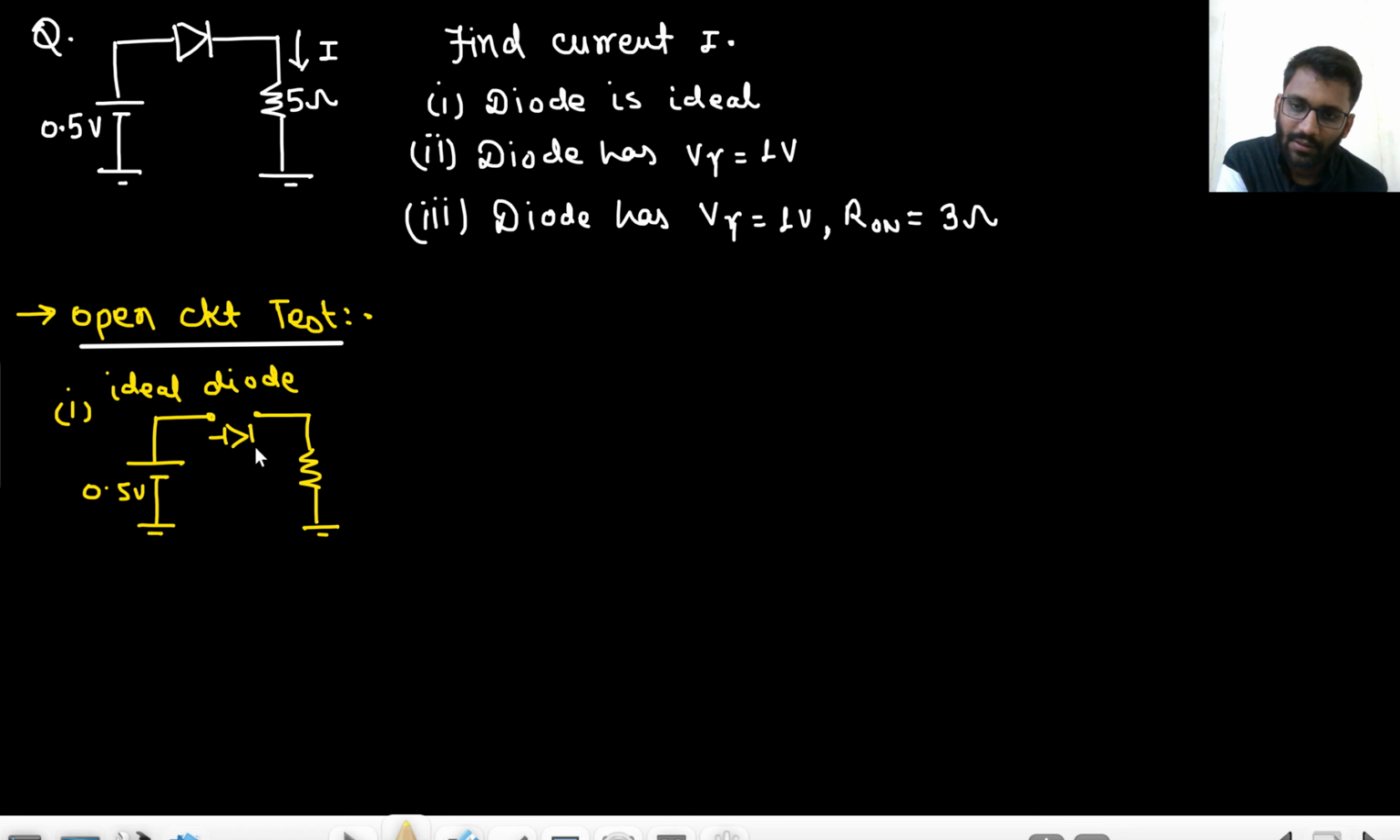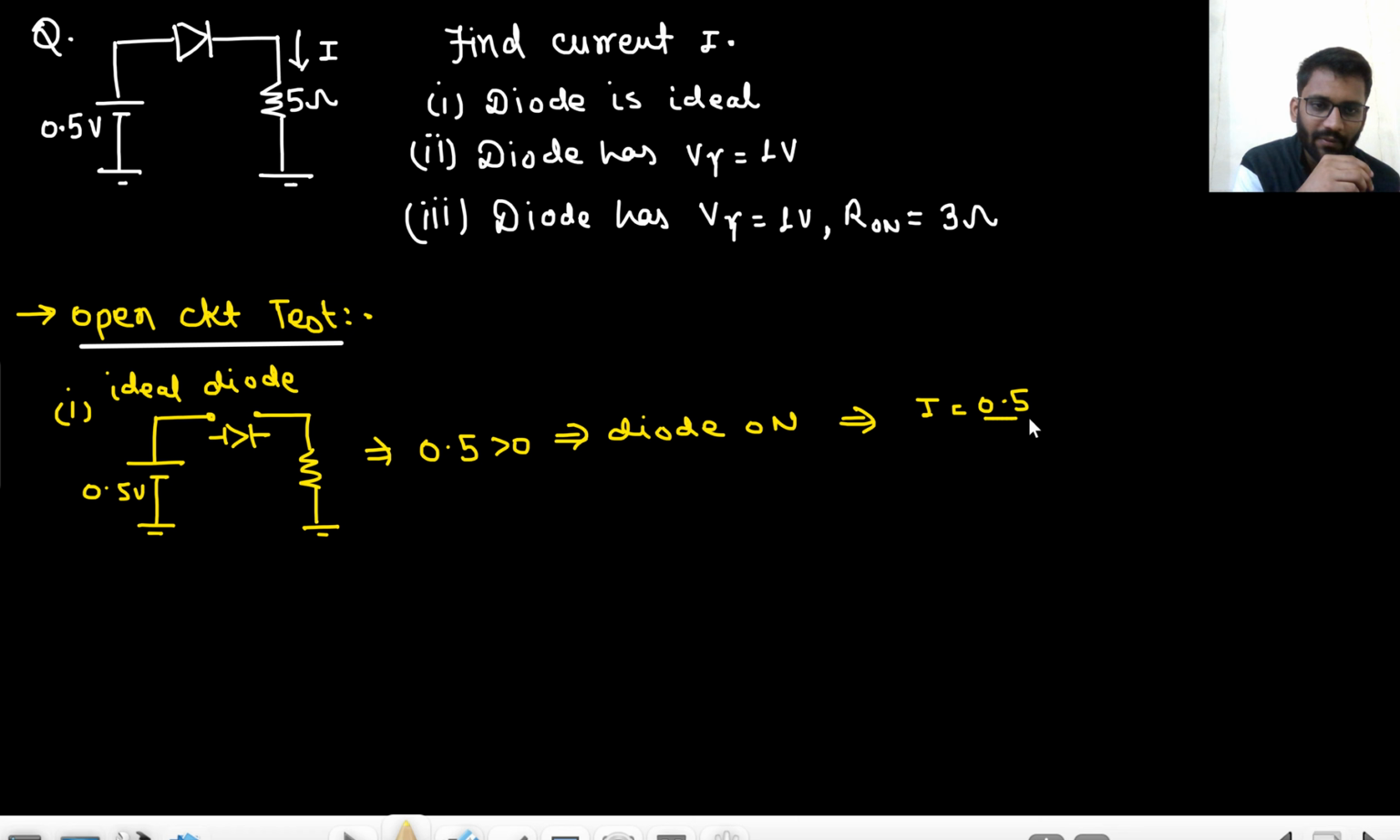Now, here 0.5 is greater than 0. That means diode will be on. And if diode is on, what will be the current? 0.5 by 5, right? That means 0.1 ampere. Let's see the second case when V gamma is equal to 1 volt.